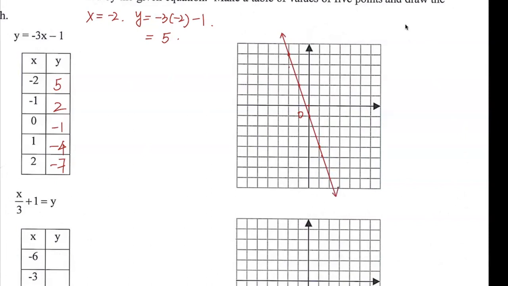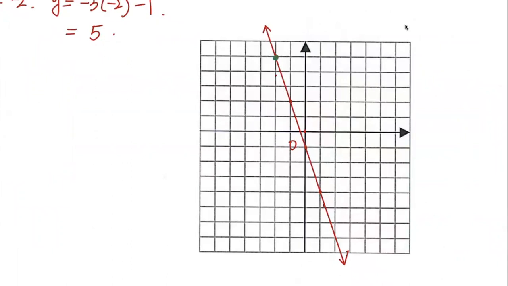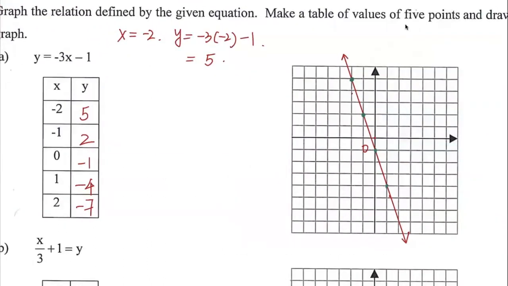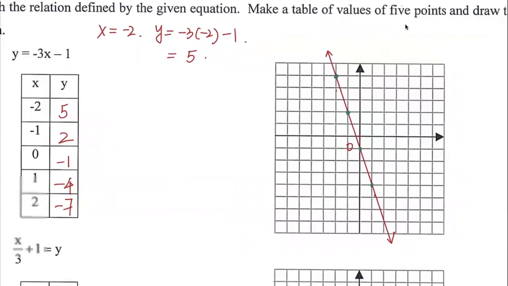Okay, and the points, let me use an ugly color. So these are all the points that we found in the chart. Minus 2, 5, minus 1, 2, 0, minus 1, 1, minus 4, 2, minus 7. So these are the 5 points that we found.